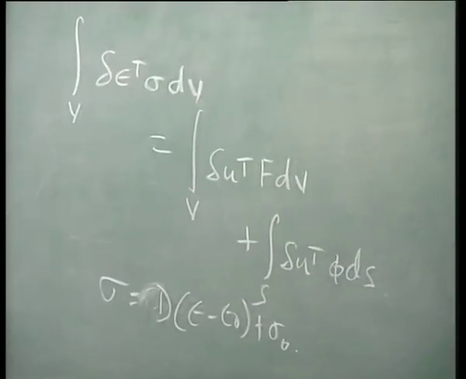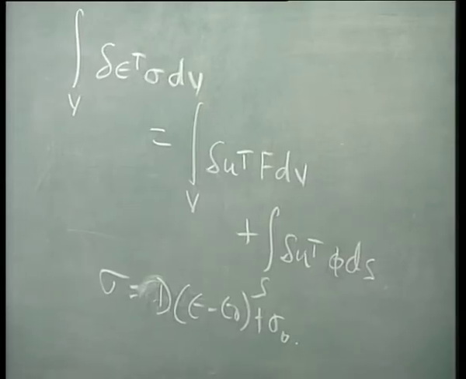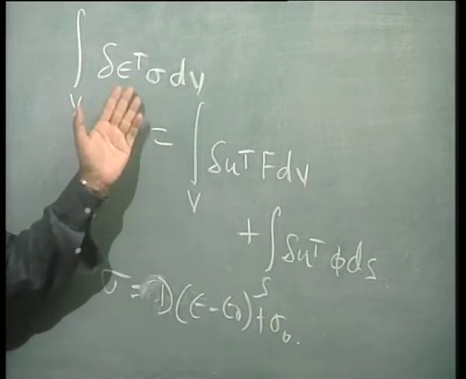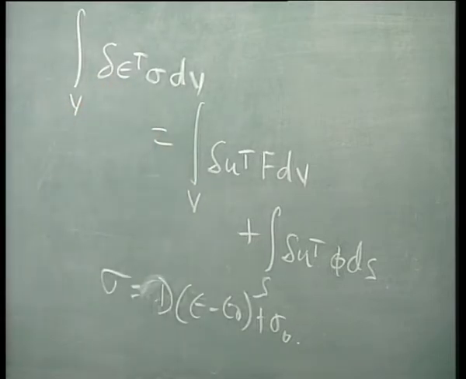Concentrate on it, and I'll give you 1 minute to develop these equations and tell me whether you get any difference with this and how the terms appear. What is it that you have to do? You have to substitute for all those terms, delta U transpose, delta epsilon transpose, and so on. Right?